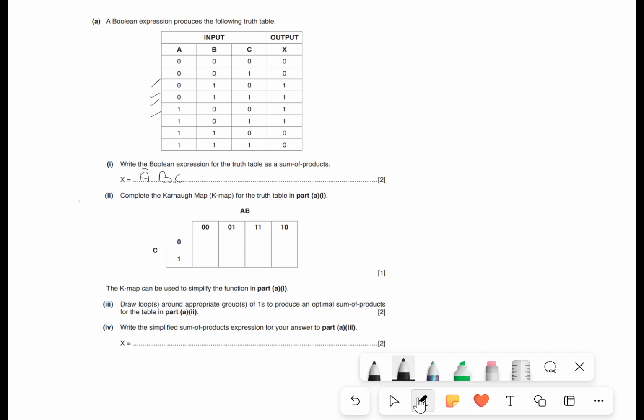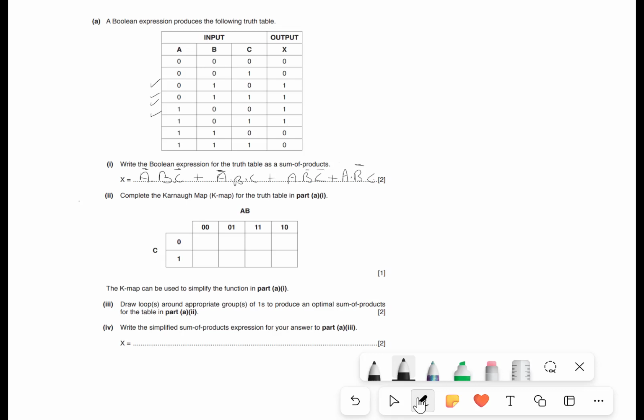A is not 1, B is 1, C is not 1, or A, B, C: A is not 1, B is 1, C is 1, or A, B, C: A is 1, B is not 1, C is not 1, or A, B, C: A is 1, B is not 1, C is 1. Let me just double check the last one. Yep. Okay, sometimes it's easy to get this wrong if you rush it, like I just did there.